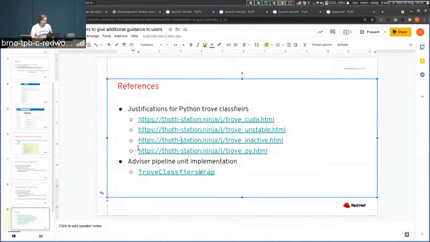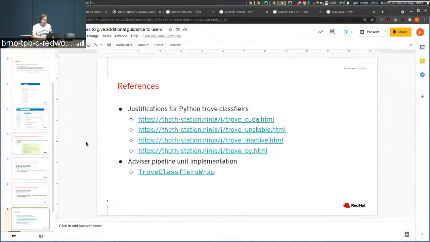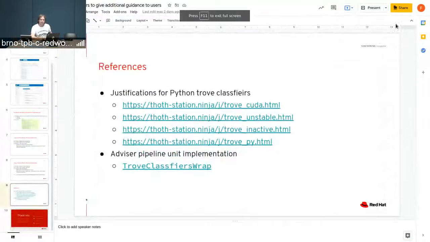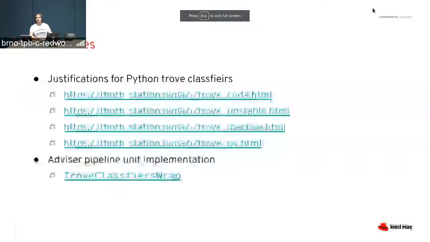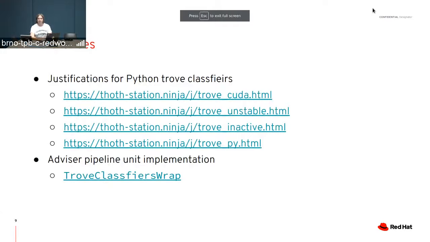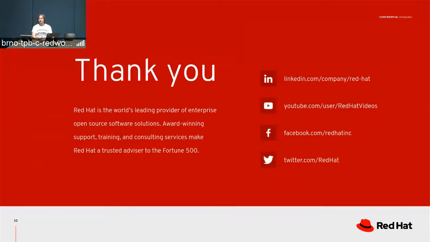So if you're interested in this, feel free to browse documentation, and feel free to browse also sources that are available on GitHub. The implementation is in trove_classifiers_wrap. That is the pipeline unit implementing logic behind Python trove classifiers. This way, I would like to thank you and see you next time.